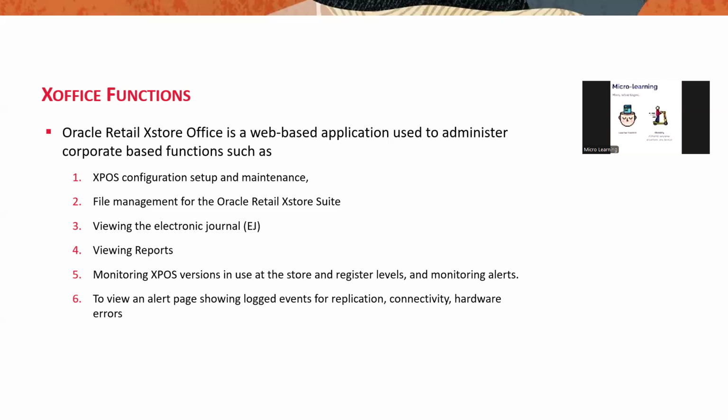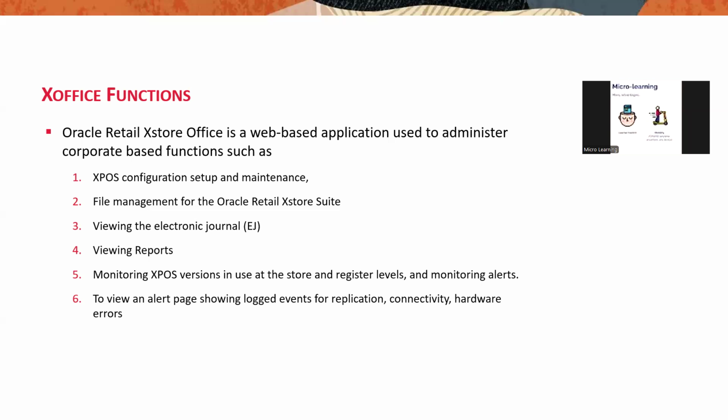Viewing the electronic journal and all the reports can be done in the Xoffice application only. Different reports are available at the corporate level, store-specific, and employee-specific. A different kind of report will be available that we can see in the Xoffice application.